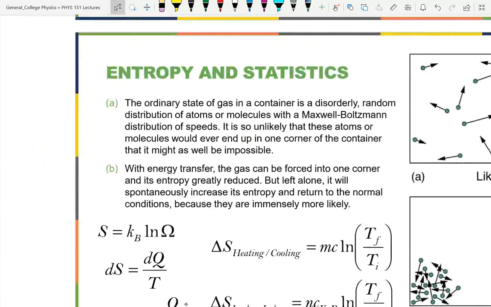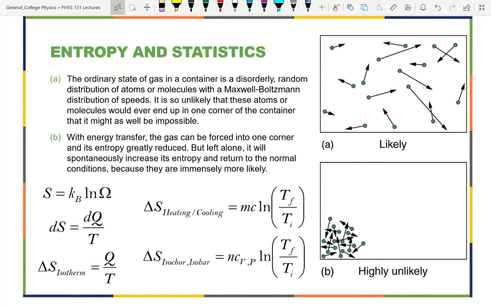And finally, entropy. Everybody has some idea of entropy. Everybody says entropy is the amount of disorder.